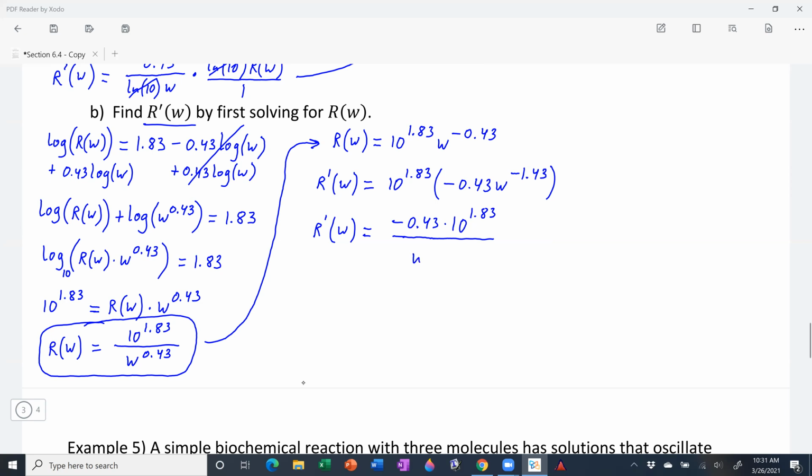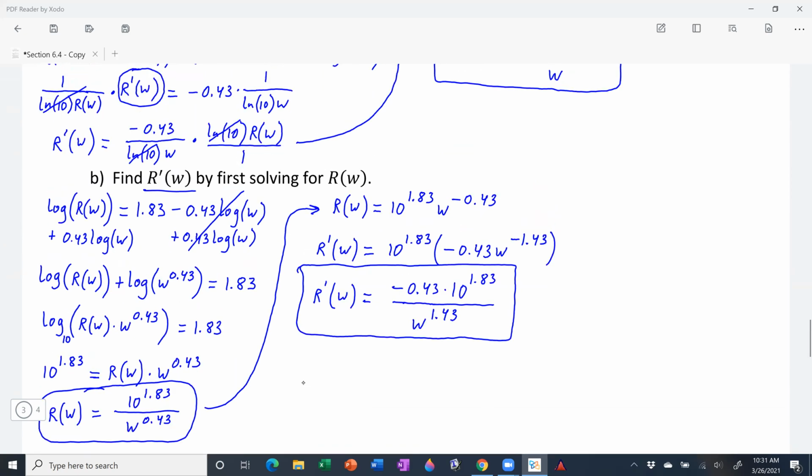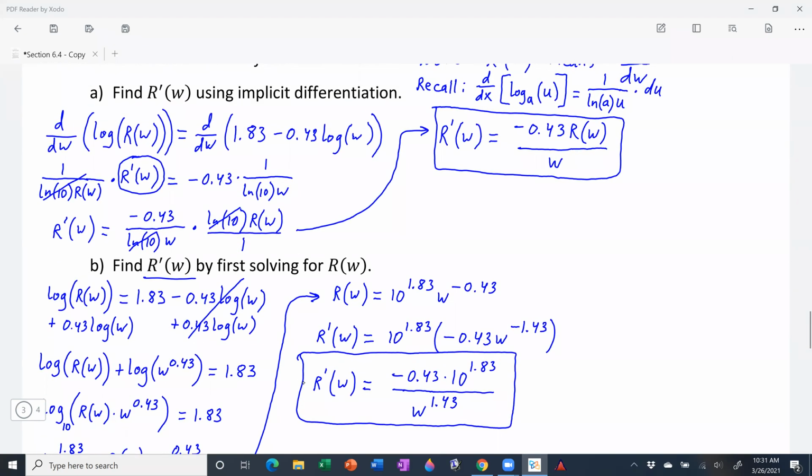So that'll be W to the positive 1.43 when we put it back on the bottom. Okay, there we go. We've got R prime of W. So here's where I want to get a little bit philosophical and actually show you something really cool. Let's go back to our previous result. Okay, we found R prime of W in two different ways.